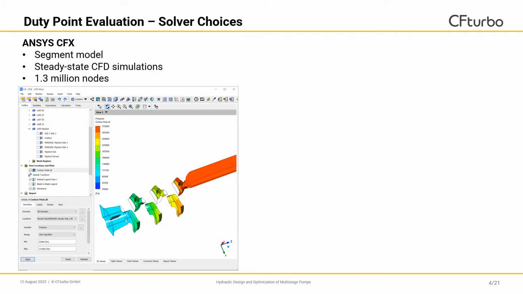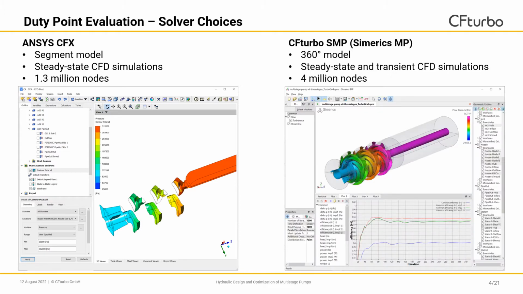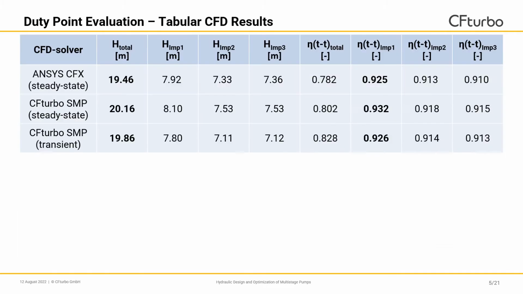For the duty point evaluation of our turbomachinery design, we chose to use 2 solvers. On the one hand, we used ANSYS CFX with a segment model and performed steady-state simulations on a mesh with 1.3 million nodes. On the other hand, we used the Simerix MP solver with a 360-degree model. We performed steady-state and transient CFD simulations with a computational grid of 4 million nodes.